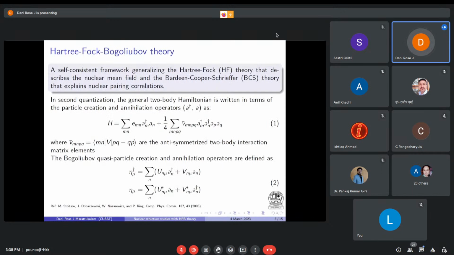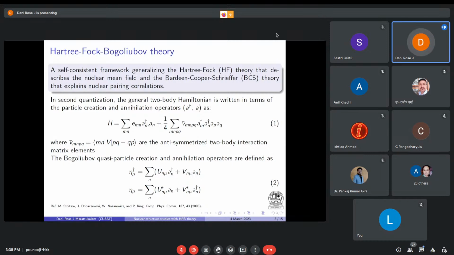Discussing the theoretical framework of Hartree-Fock-Bogoliubov theory, this is essentially a self-consistent mean field framework which generalizes the Hartree-Fock theory and the BCS theory. The Hartree-Fock theory describes the nuclear mean field, while the Bardeen-Cooper-Schrieffer theory helps to explain nuclear pairing correlations and incorporates it into the Hartree-Fock theory.